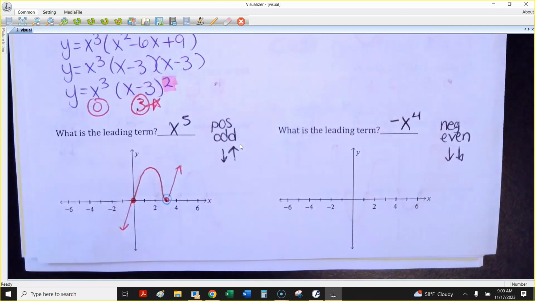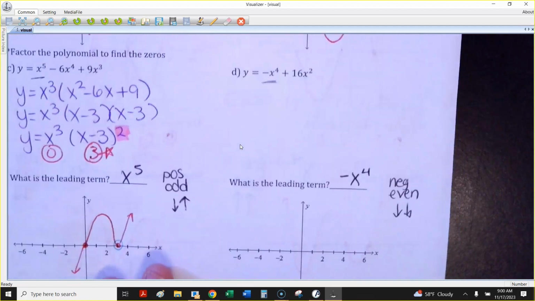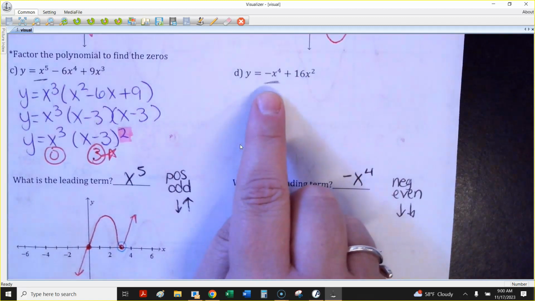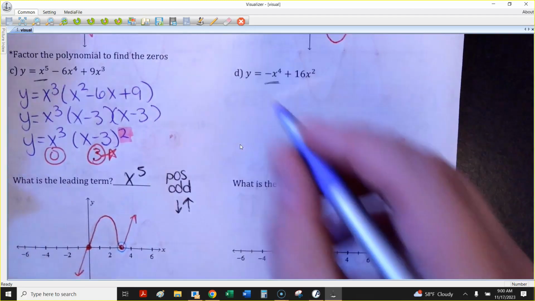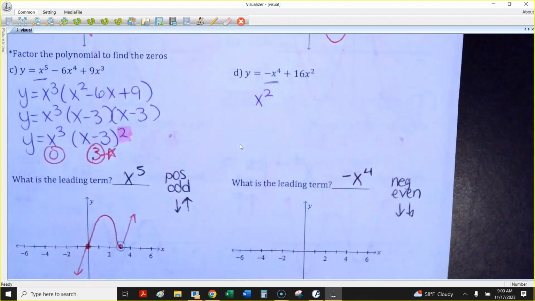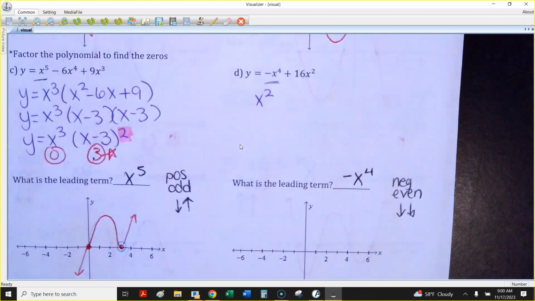And this last one is the trickiest for factoring. So I have -x to the 4th plus 16x squared. Does anybody know what I should take out in front, the greatest common factor? What would you take out in front of both of those terms? I've got -x to the 4th plus 16x squared. Okay, she says x squared. Would anybody take anything different?